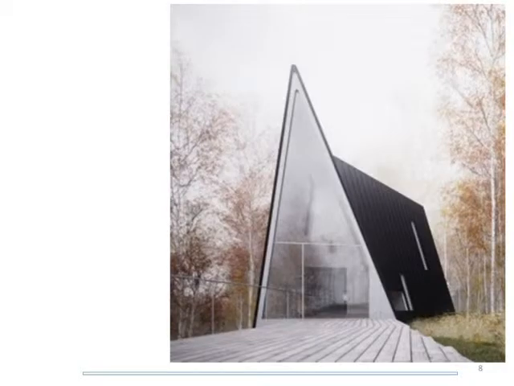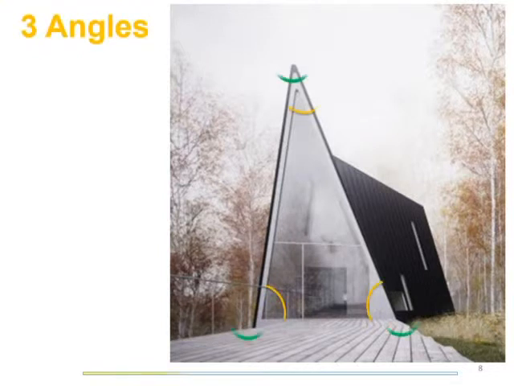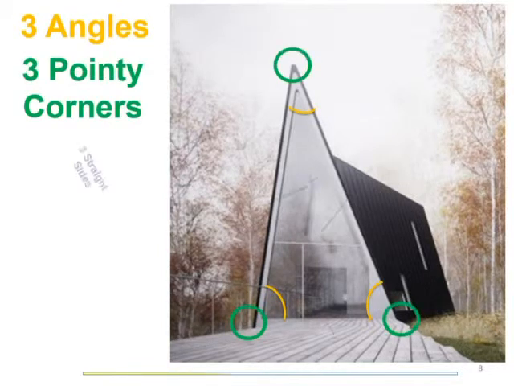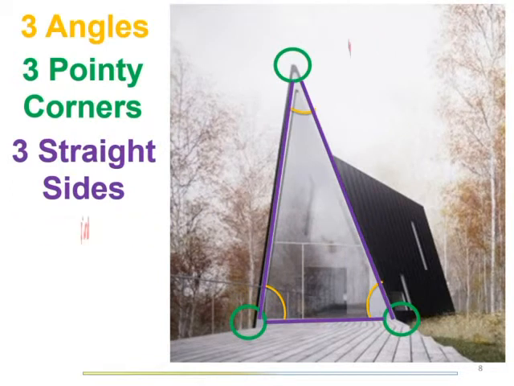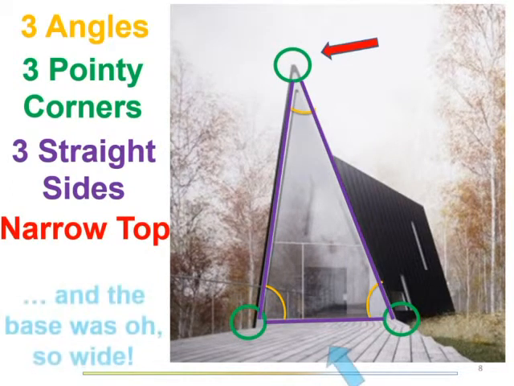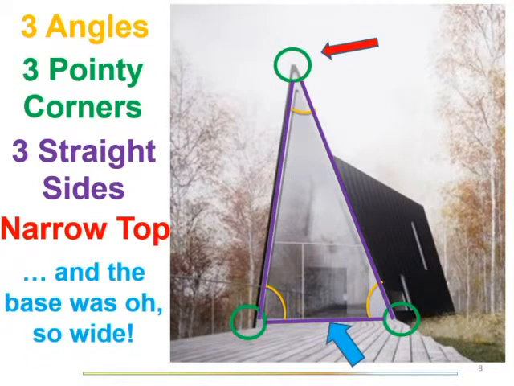So, to put it bluntly, a triangle is made up of 3 angles, 3 pointy corners, and 3 straight sides. The top was very narrow, and the base was oh so wide.